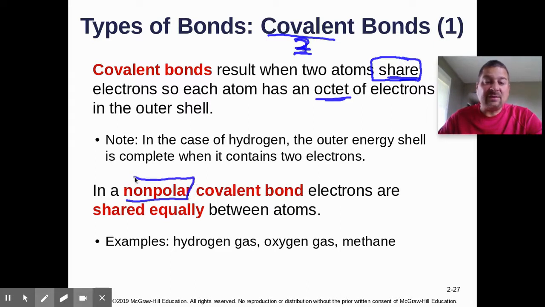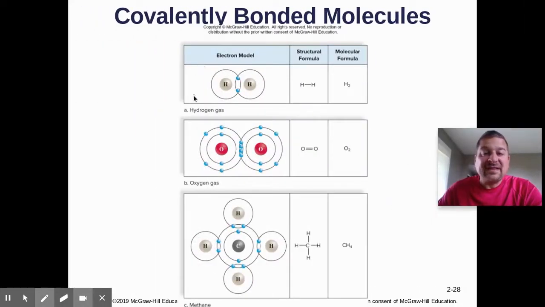So I want to look at nonpolar bonds first. Okay, for example, hydrogen. And hydrogen gas is always a good example to start with, to remind you that in the octet rule, the first level is so small that it can only hold 2.